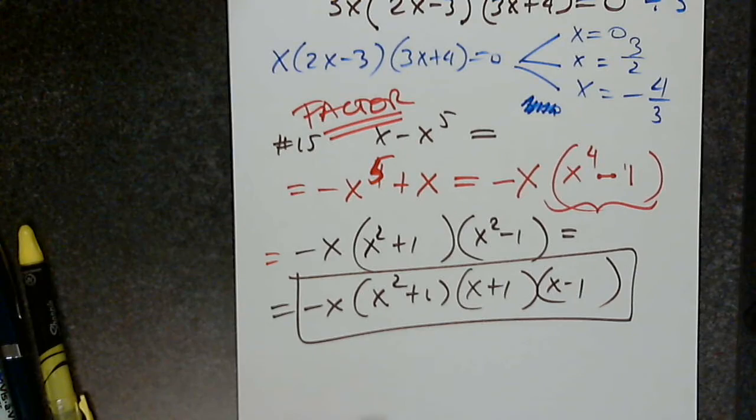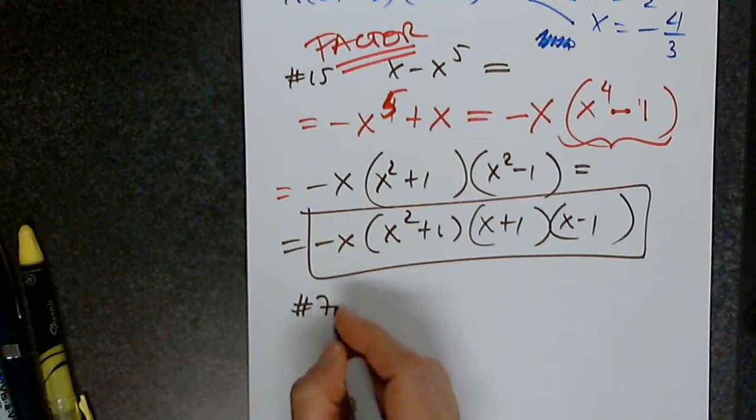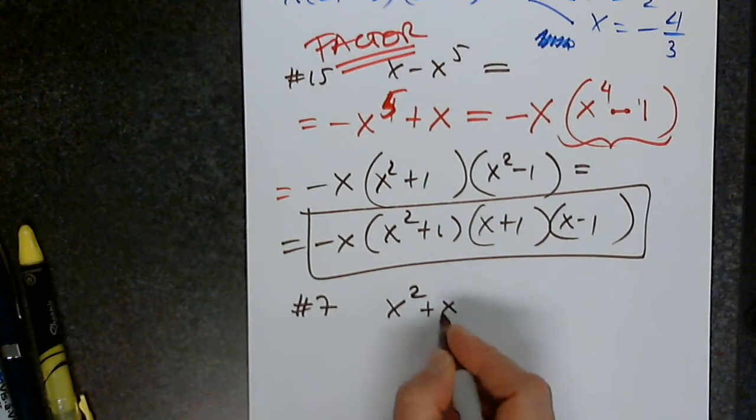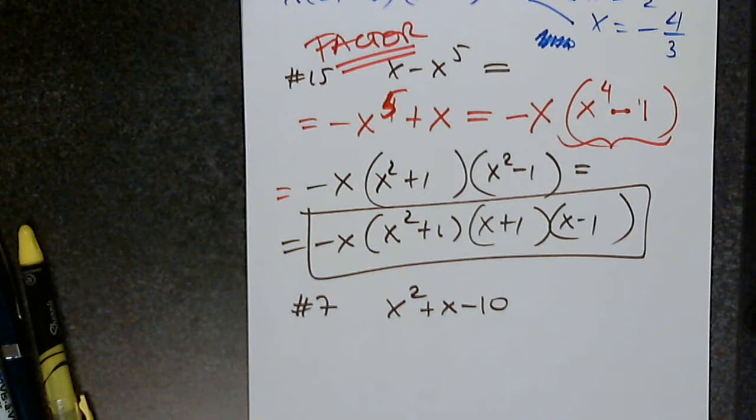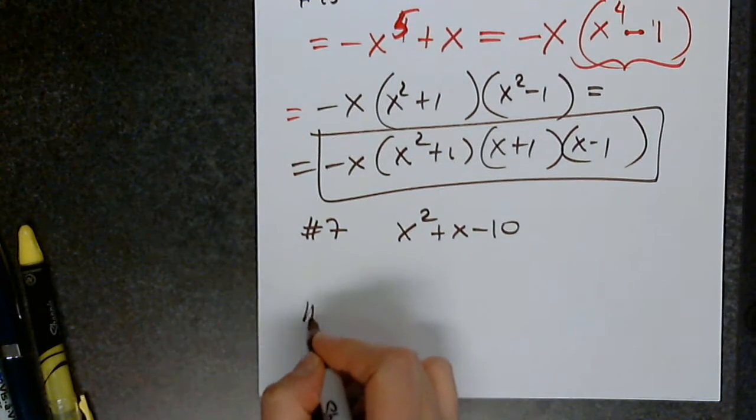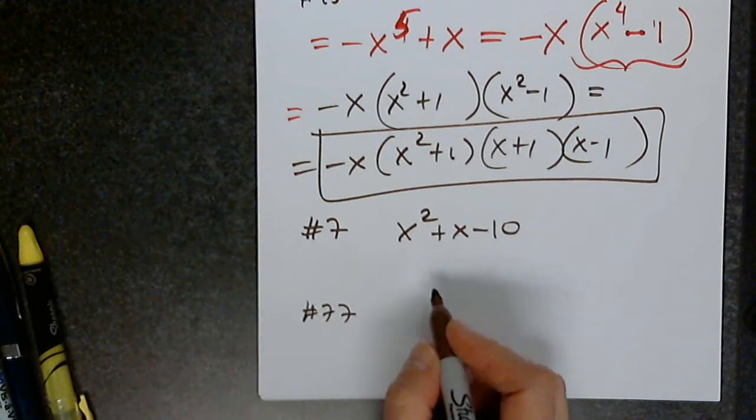What about 77? x squared plus x minus 10. And then 77 and 78.